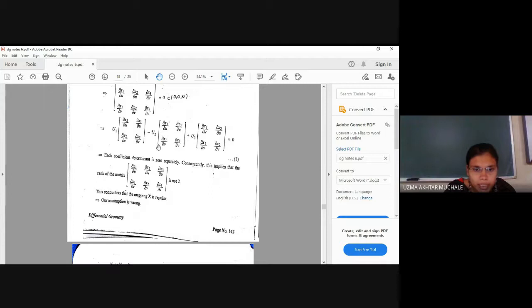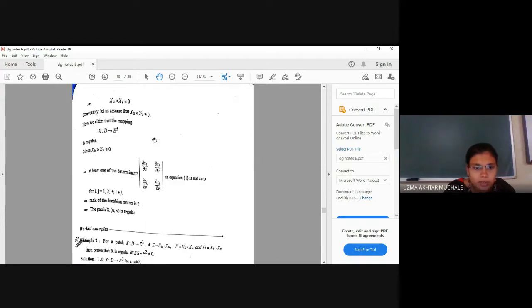So if we get at least one minor of order, at least one determinant is non-zero. So hence we can get at least one determinant in equation 1 that is non-zero. So hence we are getting at least one minor of order 2 cross 2 which is non-zero, and hence the rank of the Jacobian matrix is equal to 2.